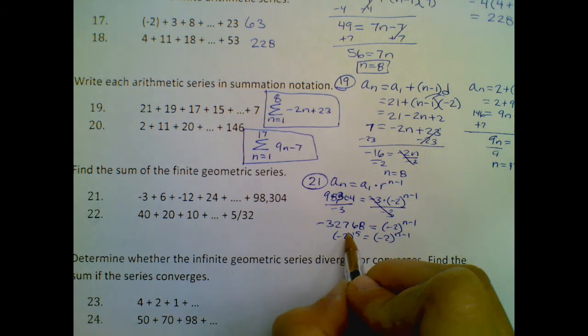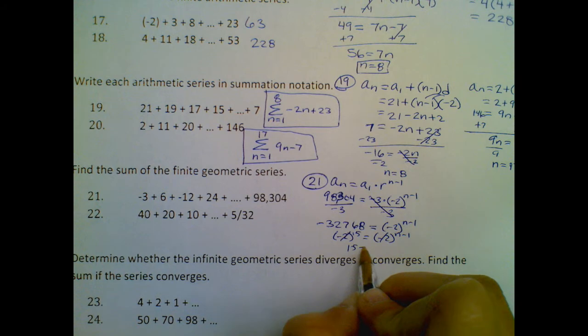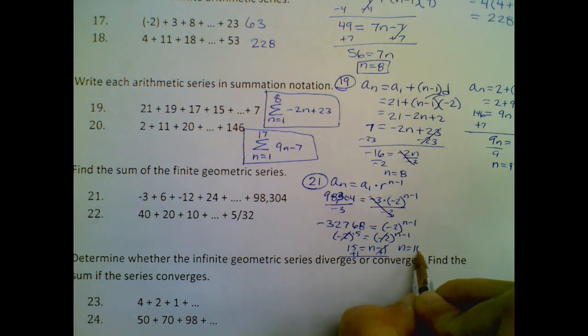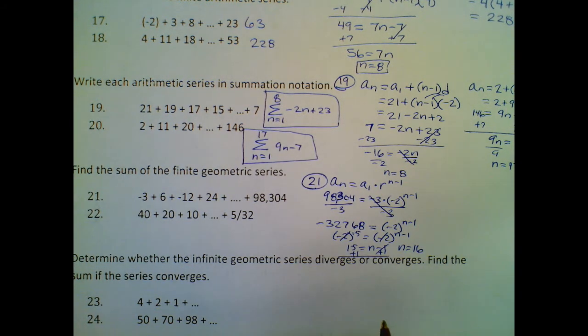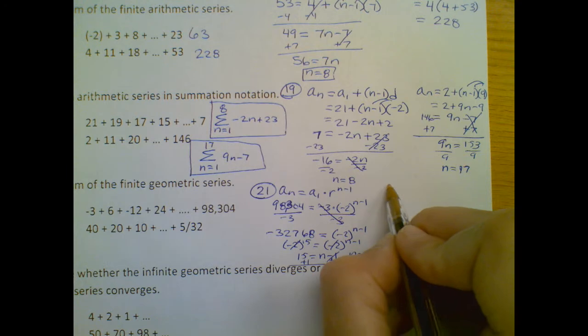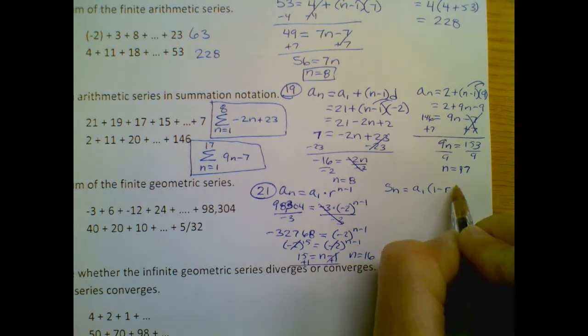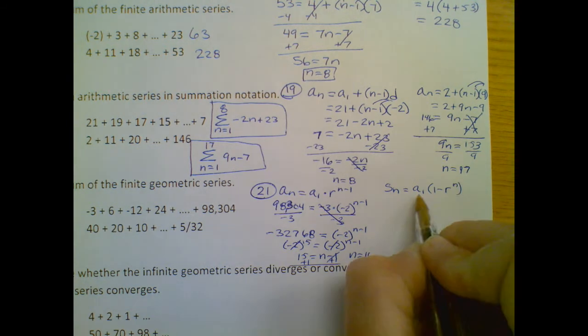So now our bases are the same, so we can cancel those out, and then we're going to set our exponents equal to one another. And then we get n equals our positive 16. So there's 16 total terms that we want to find the sum of. So now we're going to go to that second equation, and for the n spot, we can plug in our 16.